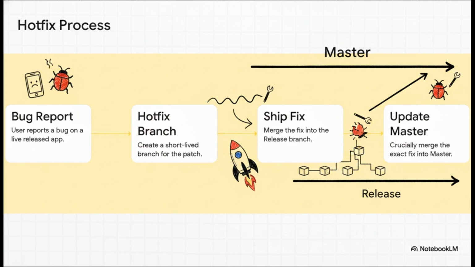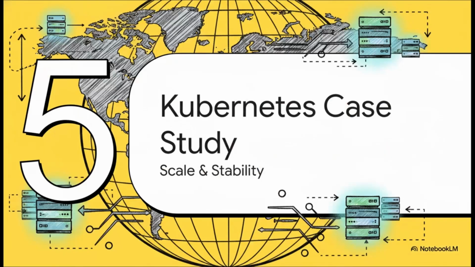It works like this. Step 1, a user reports the bug. Step 2, you drop everything and immediately create a short-lived hotfix branch to write the patch. Step 3, you merge that fix into the release branch so you can rapidly ship the corrected code out. But, and pay very close attention to step 4 here, you absolutely must merge that exact same fix back into the master branch as well. Since master is the source of truth, you have to ensure that bug doesn't accidentally resurrect itself in your next big update.